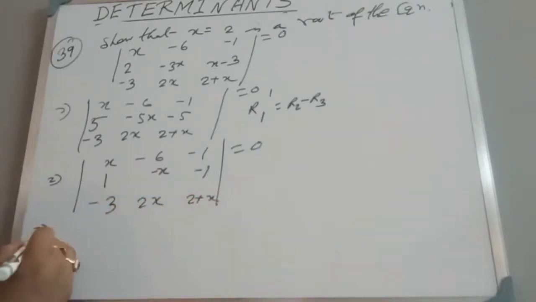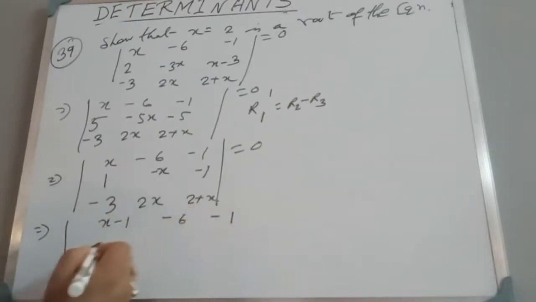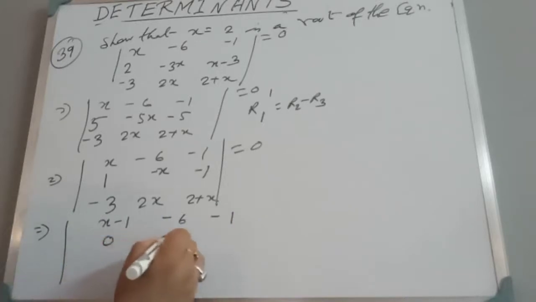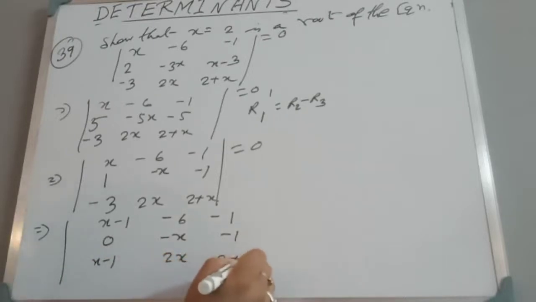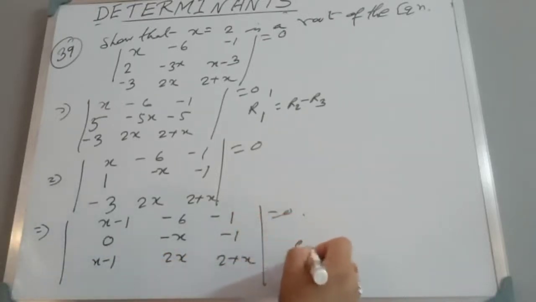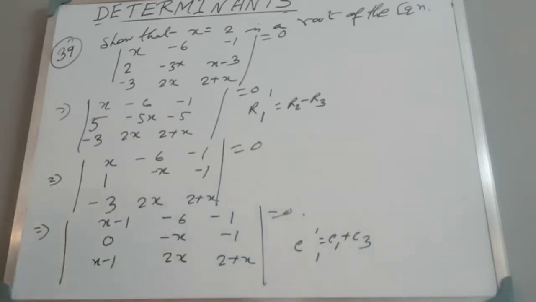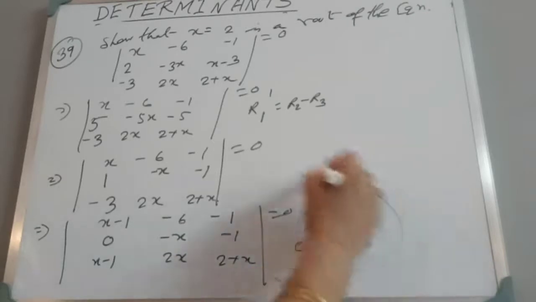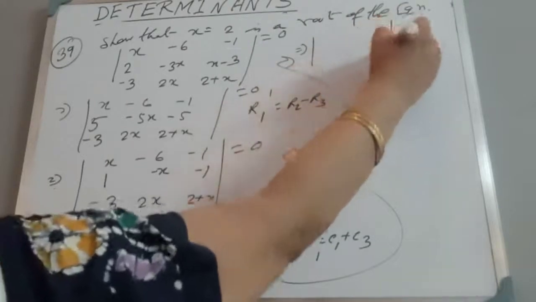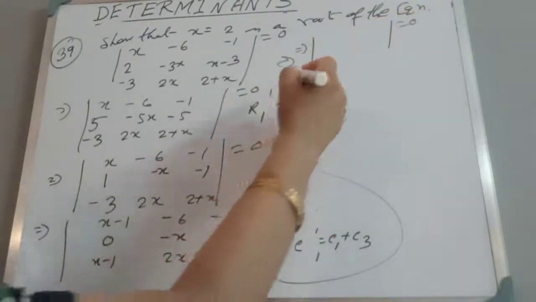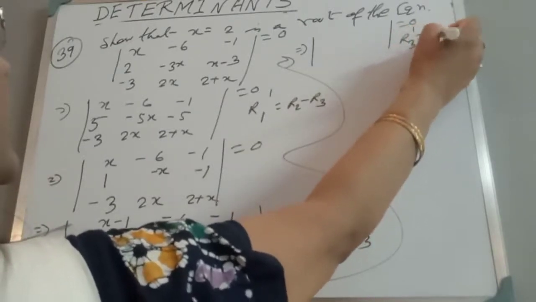Which implies x minus 1, minus 6, minus 1, then 0, minus x, minus 1, x minus 1, 2x, 2 plus x. What is the operation given here? C1 dashed equals C1 plus C3. Next operation we will give on rows. No space is there, so let me write it in short form: R3 dashed equals R3 minus R1.